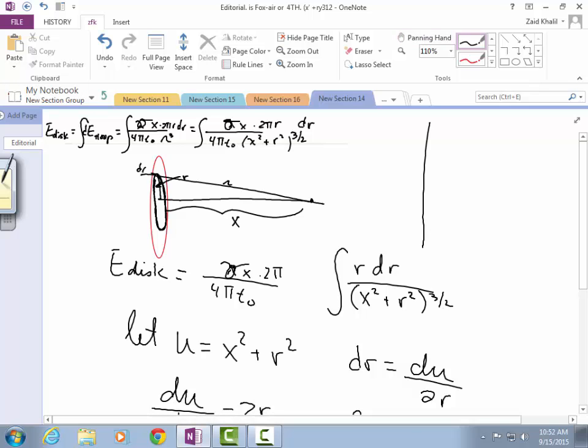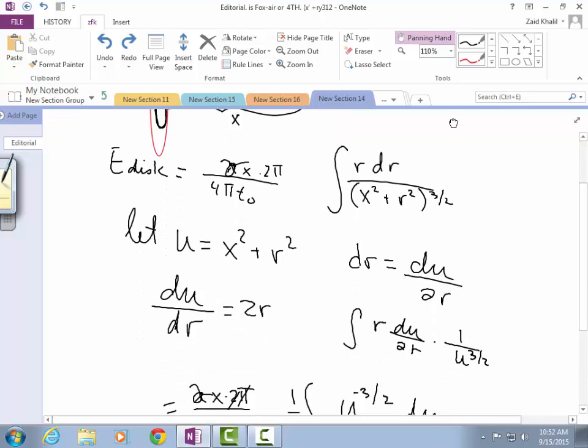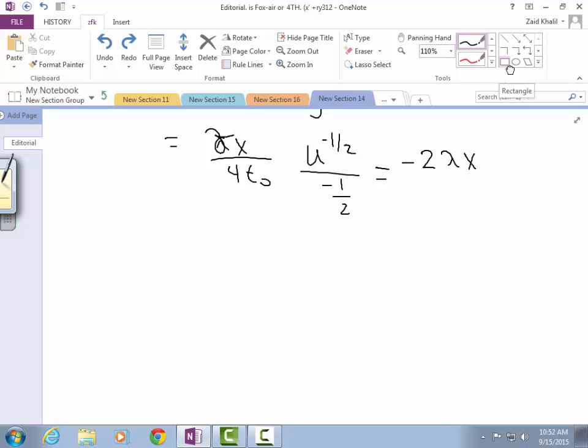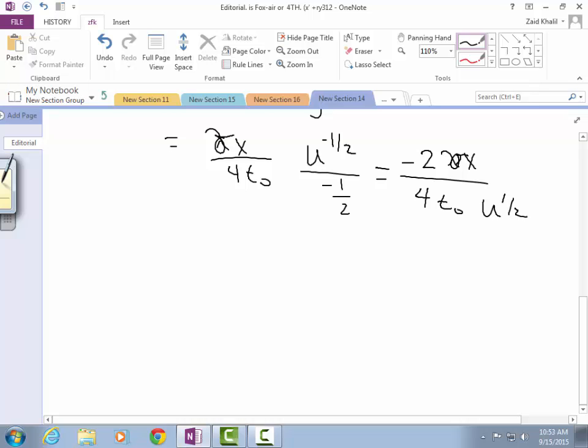So what is the final? We're almost there. All right, so now, therefore we get -2 sigma x, and then we have a 4 epsilon naught in the bottom, and then a u to the 1/2. But u, so let's see what this is. This is equal to -2 sigma x over 4 epsilon 0. What is u? x squared plus r squared.